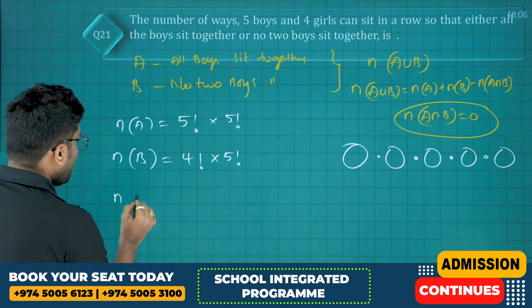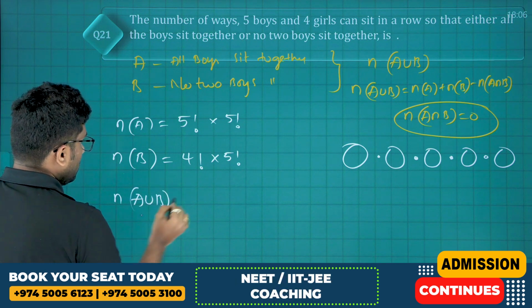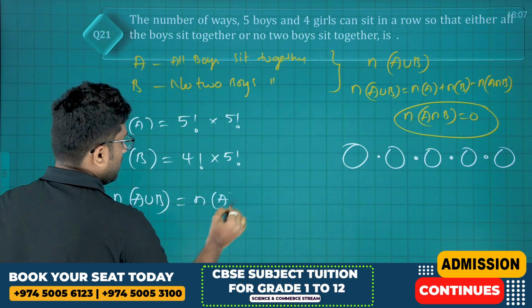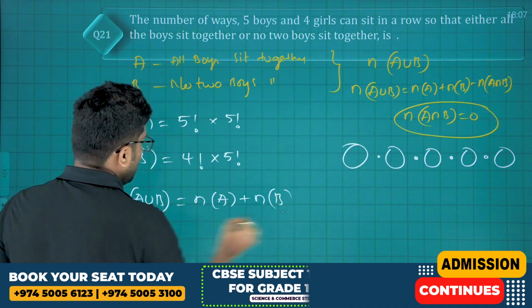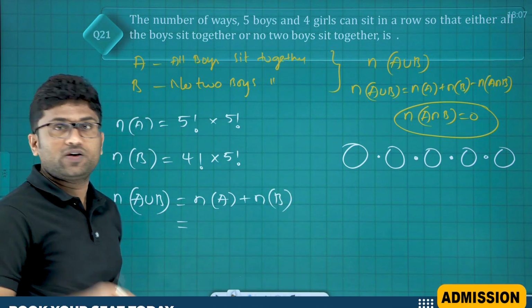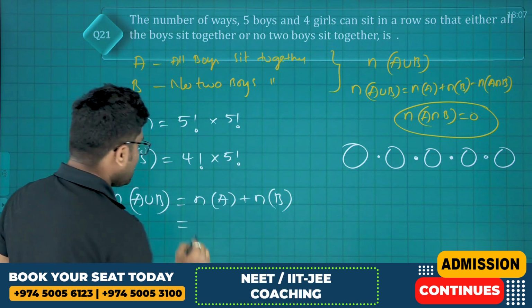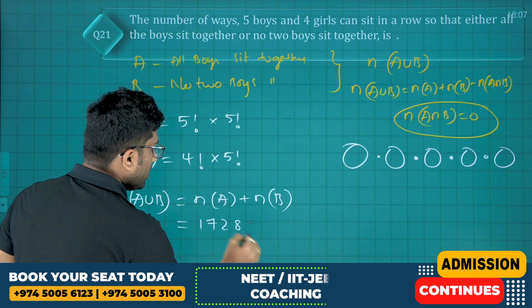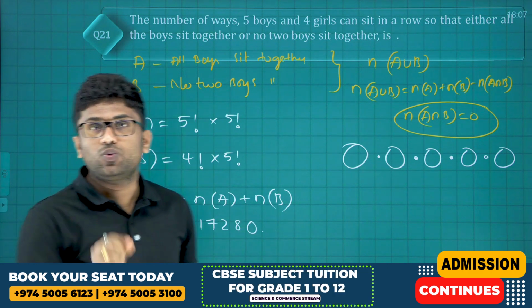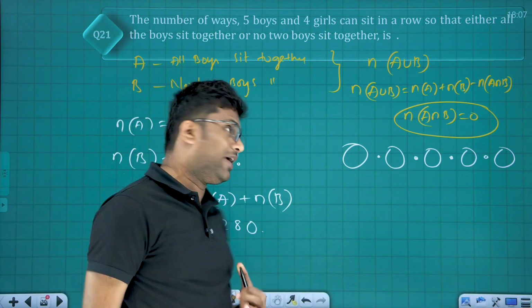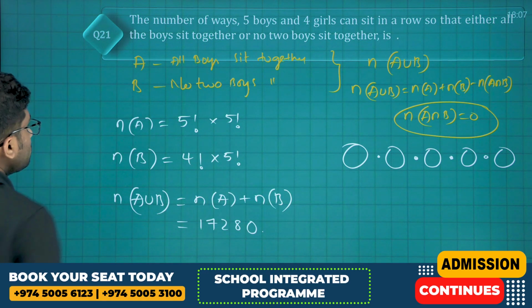So we need n of A union B is equal to n of A plus n of B. This is nothing but 5 factorial into 5 factorial plus 4 factorial into 5 factorial. That is equal to 17280. So if we add these two, we will get 17280. That's it. Clear? Next question.